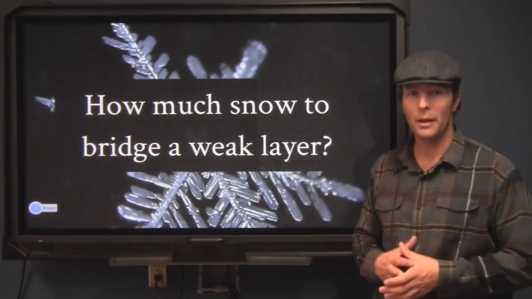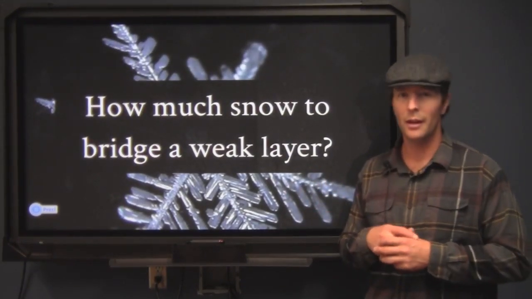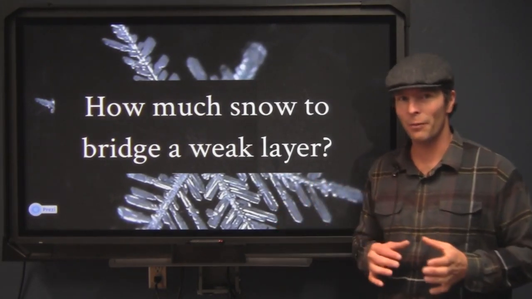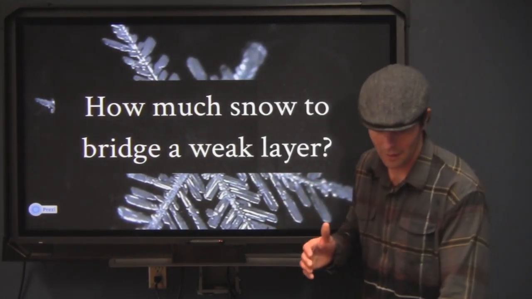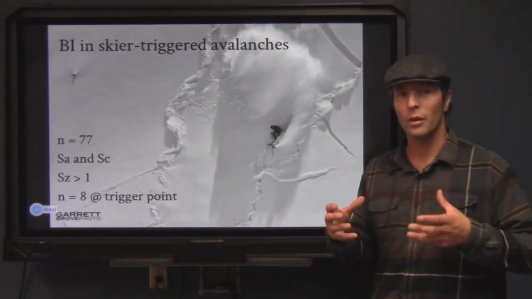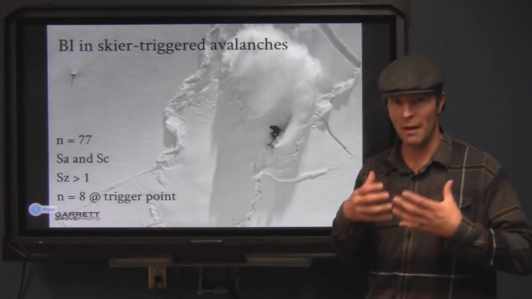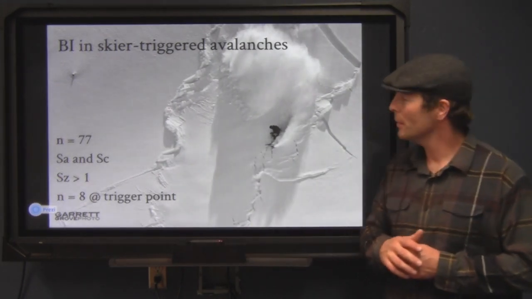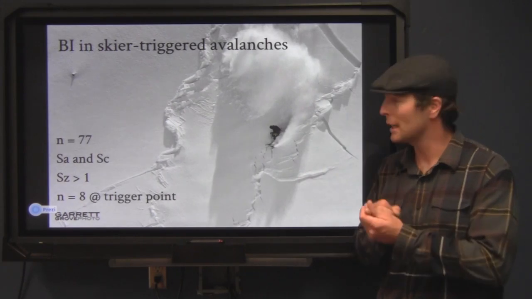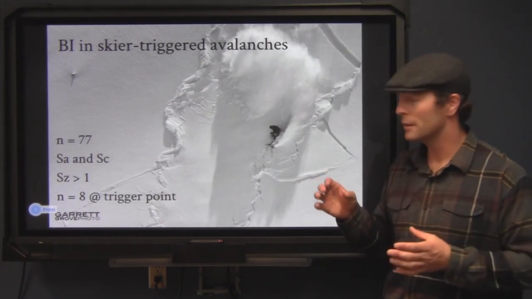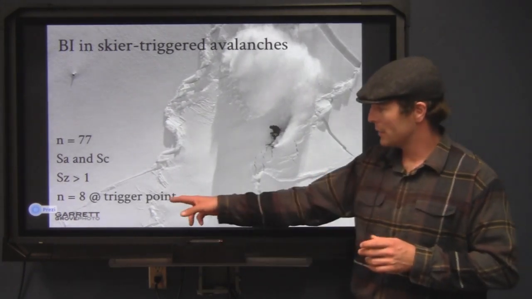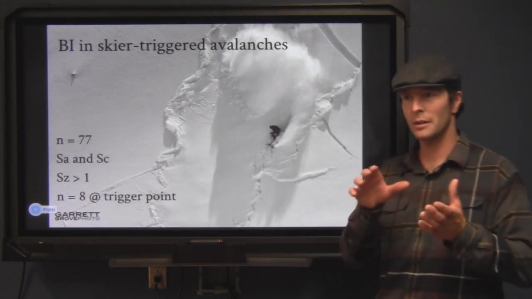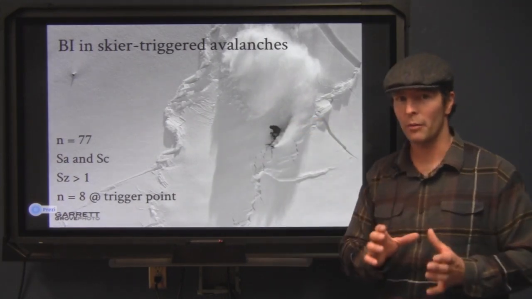So back to the main topic, how much snow do we need to bridge a weak layer? Maybe 130 to 190 from that analysis. So now we're going to take it a little further away from graphs and whatnot and look at actual bridging index values from avalanches, from skier triggered avalanches. So we're looking at 77 of them, just skier accidentals and ski cuts, all bigger than size 1, so not the really small ones. And just to note, 8 of them were at the actual trigger point of the avalanches. The other ones came from more on the crown or away from where it was actually triggered.